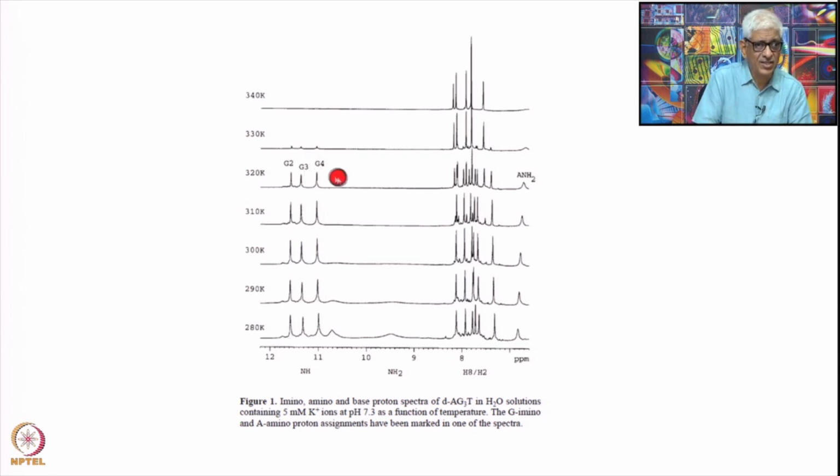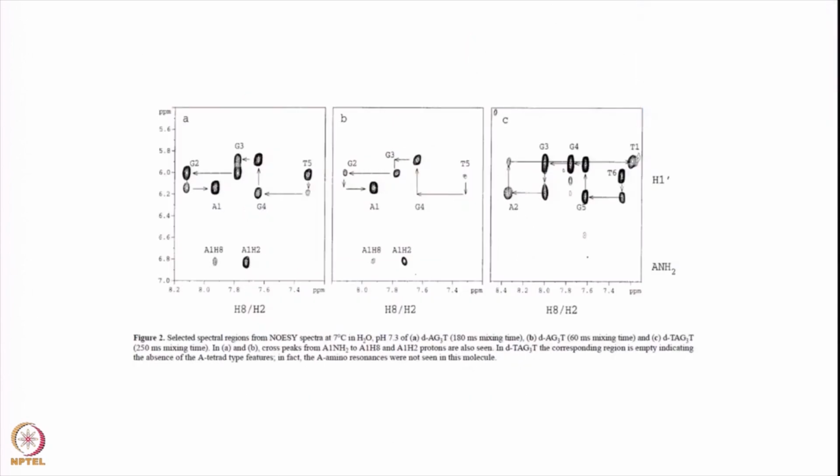And by looking at these, of course you can identify which nucleotide is which, and incidentally in this case we also discovered something unique, and that is this particular slide which shows you. You see here a cross peak. These are the sequential connectivities as we see in the normal case. This is the parallel stranded 4-stranded structure, the G quadruplex. You have the identification of the sequential connectivities here, T5 to G4, G4 to G3, G3 to G2, G2 to A1. And incidentally here you see a cross peak to the A1 H2, and this cross peak is seen to the amino protons, the A NH2.